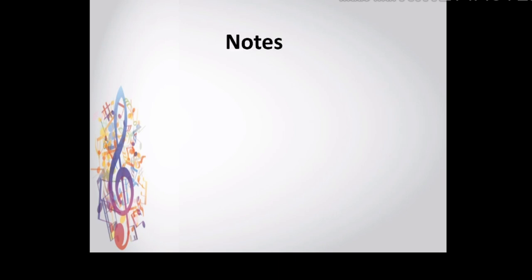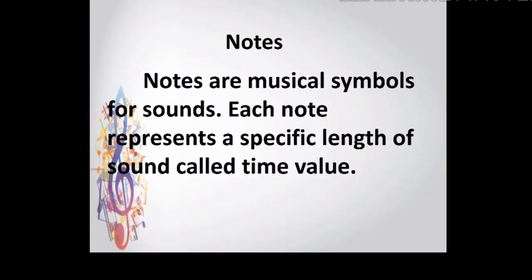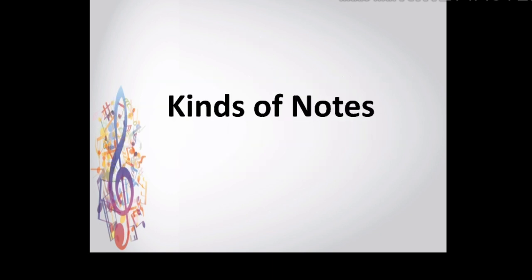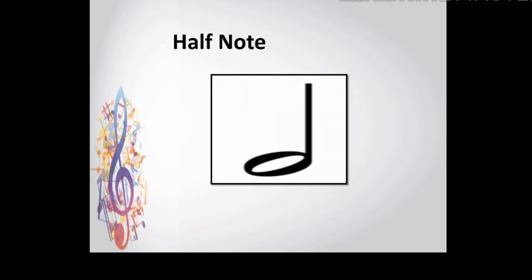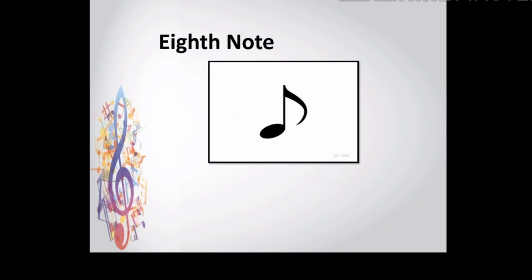Okay, so when you hear the word notes, what comes into your mind? Notes are musical symbols for sounds. Each note represents a specific length of sound called time value. So we have different kinds of notes: whole note, half note, quarter note, eighth note, and 16th note.